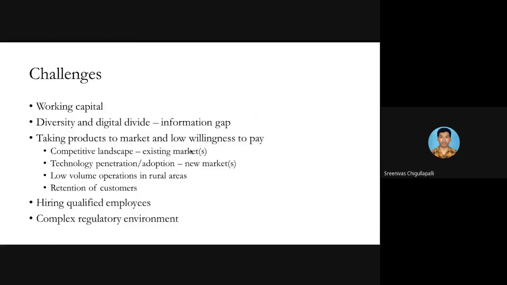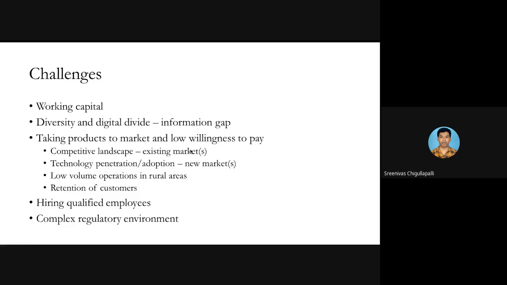Yeah, if you look at the challenges, especially for technology startups in rural India, access to working capital is a big challenge. Although it applies to startups in general, in rural areas it is especially difficult, because you are focusing on a set of customers and a set of regions, whereas your volume of operations is very, very less.